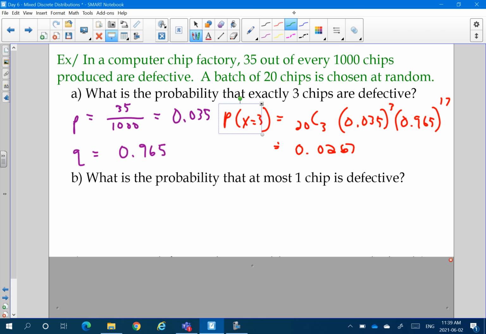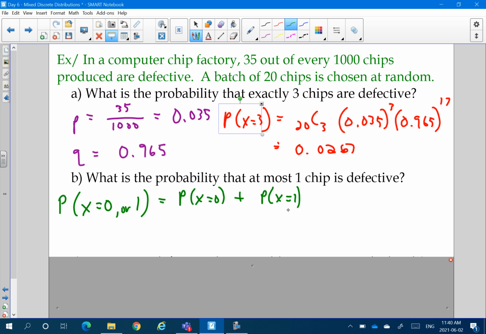Alright, what is the probability that at most one chip is defective? So here we're finding the probability of either X equal to 0 or X equaling to 1. So you can't have X 2 or 3, so we're choosing this batch of 20. We only want 0 or 1. So remember that OR refers to addition, so we're going to find the probability of X equaling 0, and we're going to add it to the probability of X equaling 1.